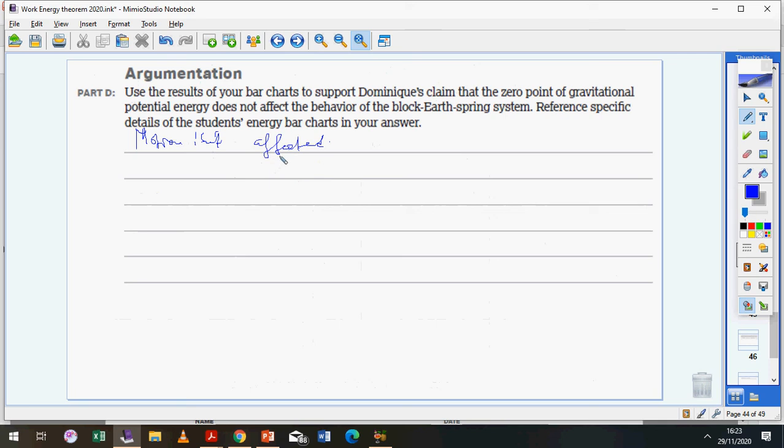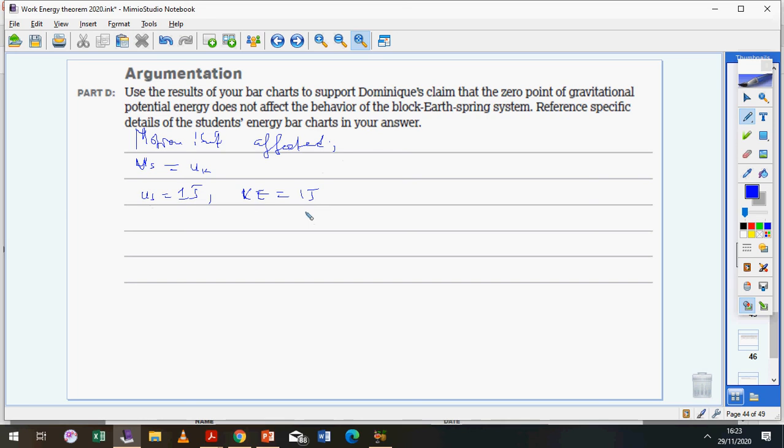So the transfer of energy from elastic potential energy to kinetic energy is still going to be the same. That's not affected by the choice of 0, right? Hope that makes sense. So what you can say here is that the motion of the object isn't affected. The same energy transfer happens from elastic potential energy to kinetic energy, irrespective of where the 0 point is, and the same amount of elastic potential energy, which is 1 joule, is transferred to kinetic energy, which is also 1 joule, irrespective of the choice of 0.